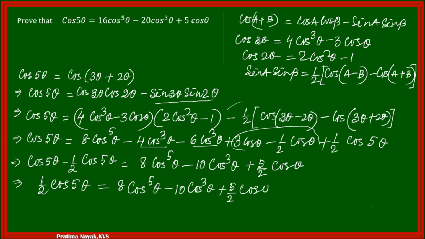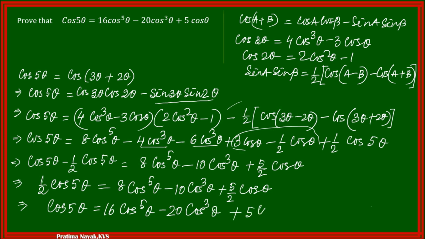So we'll multiply throughout with 2. Then left hand side will be cos 5 theta equals 16 cos power 5 theta minus 20 cos cube theta, and here 2 will be cancelled, it will be 5 cos theta. So hence we proved the formula. Why I discuss this? Because in the next problem I am going to solve, we will need this formula.